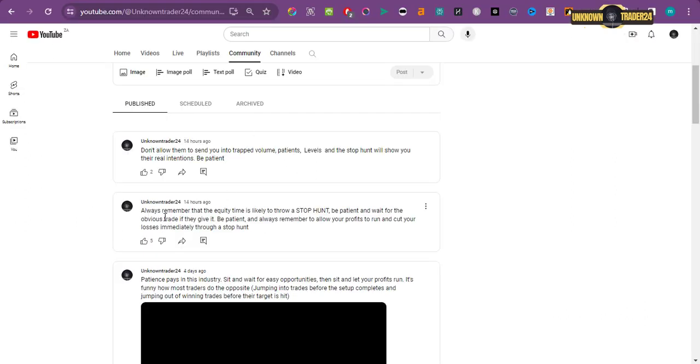Just remember this: equity time is likely to throw a stop hunt. Be patient and wait for the obvious trade. If it is given, this is important. If it's not, do nothing. Be patient and always remember to allow your profits to run and cut your losses immediately through stop losses. Also, don't allow them to send you into trap volume. Patient levels and stop hunt will show you their real intention.